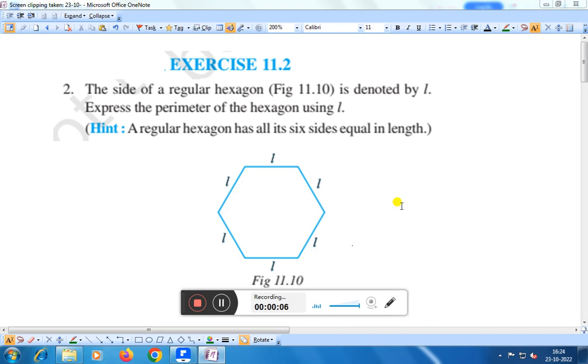The side of a regular hexagon, figure 11.10, is denoted by L. Express the perimeter of the hexagon using L. A regular hexagon has all its 6 sides equal in length.